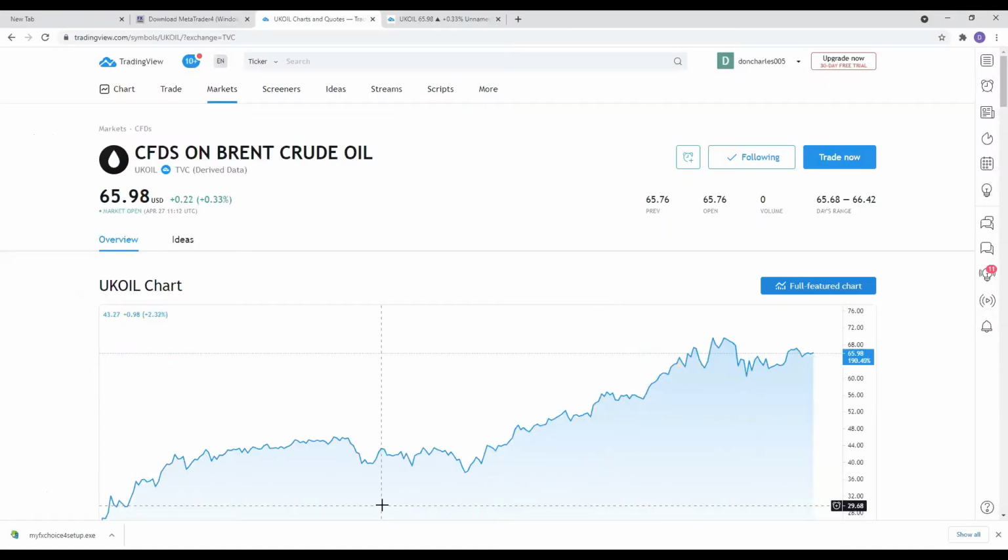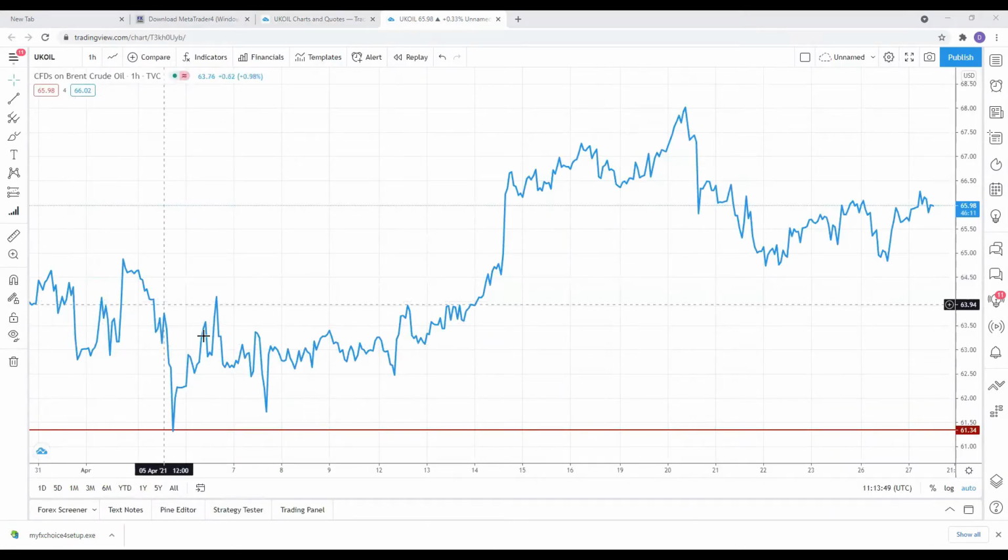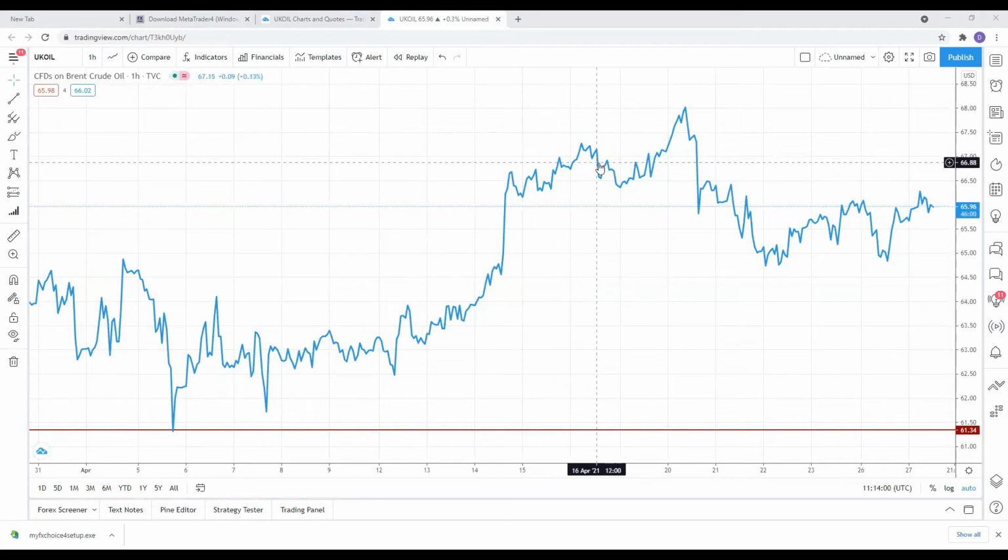This is an example of a line chart. We see a line. The line plots the closing price of the asset, and it shows how the closing price of the asset changed over a period of time. This is a line chart. The line plots the closing price of the asset, and it shows how the asset price changed over a period of time.